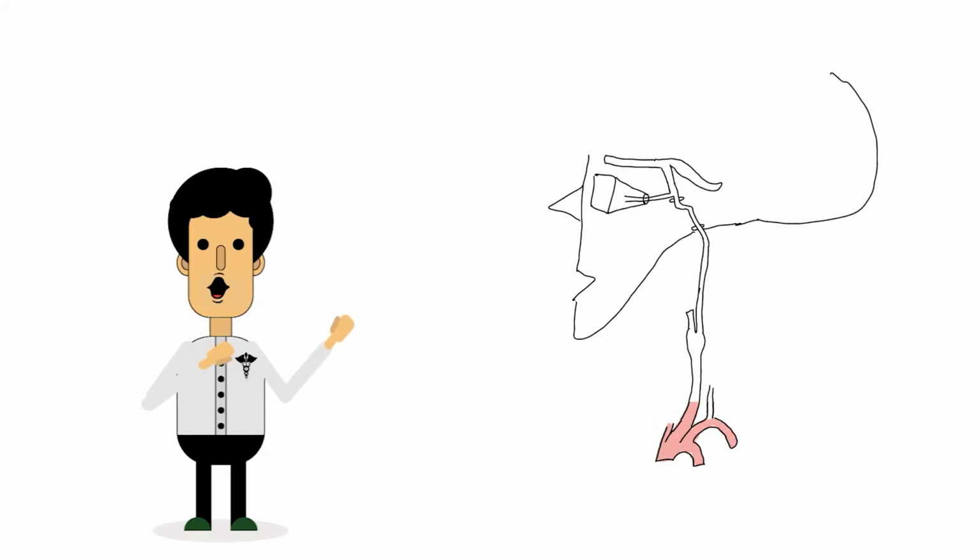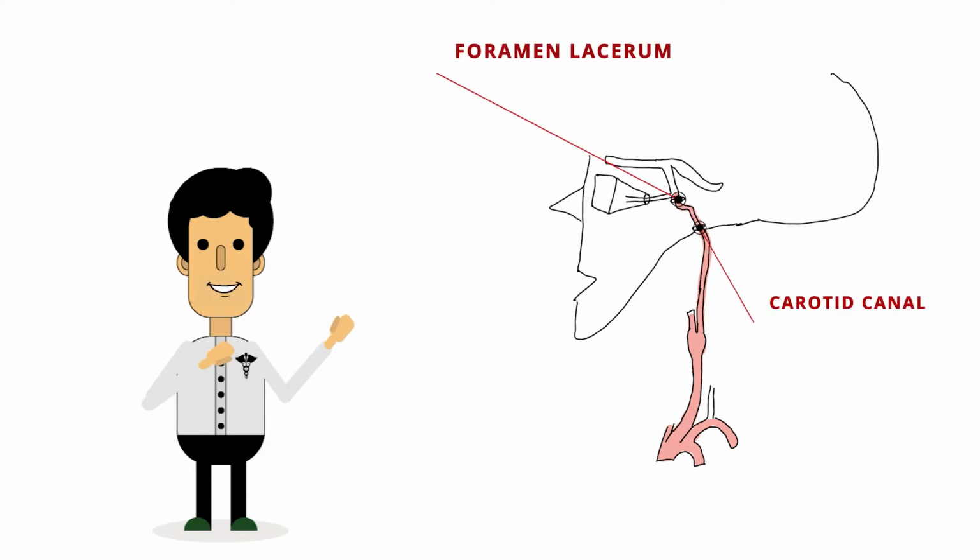The internal carotid artery begins at the bifurcation of the common carotid artery, ascends the neck and perforates the base of the skull, by passing through the carotid canal of the temporal bone, then through foramen lacerum.